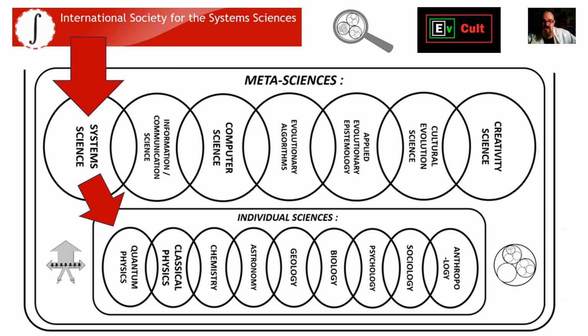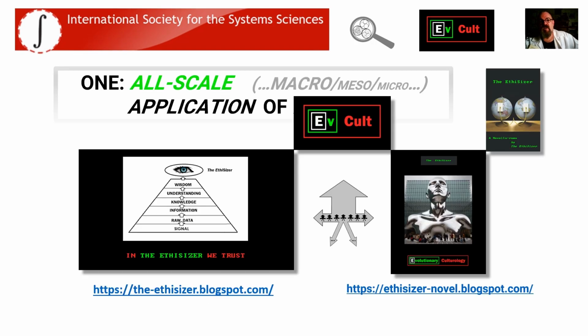Good old systems science, one of the meta sciences. Indeed, universally transversal, universally transcendent. It passes through all. The universe is a system made of systems within systems. Next. One all-scale macro, meso, and micro application of EvCult, and there are literally 50,000 of them, is the EthiSizer. Anyway, check into that sometime.